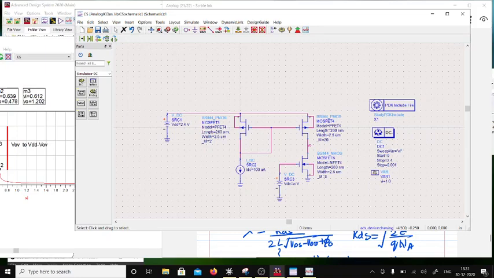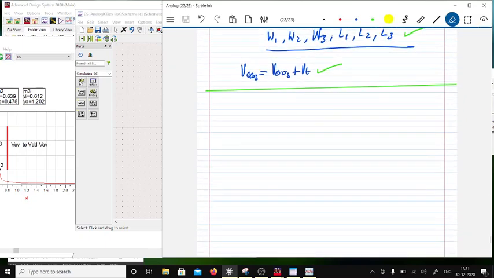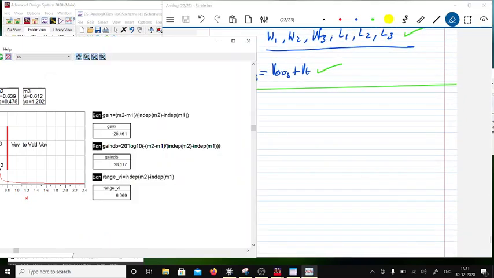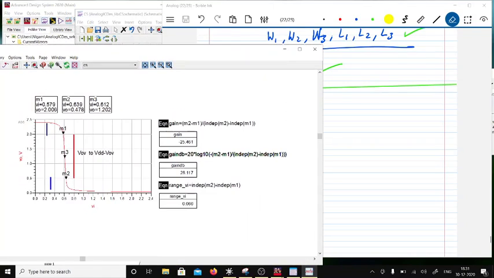So this is a common source amplifier. Now what we have done here is just the DC analysis. What I want to do here is the AC analysis of the same amplifier. I know the bias point over here is 0.612, so I will just go ahead and quickly do that.